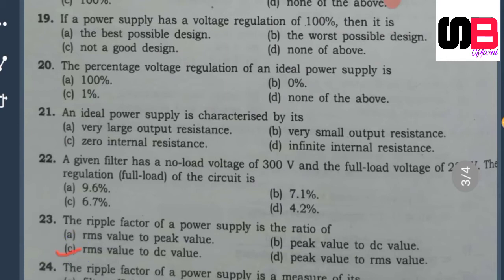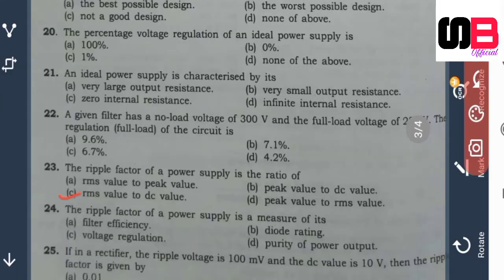Answer is option C. Now the next one: the ripple factor of a power supply is a measure of its filter efficiency, diode rating, voltage regulation, or purity of power output. Actually, ripple factor is the measure of purity of power output, that means option D.